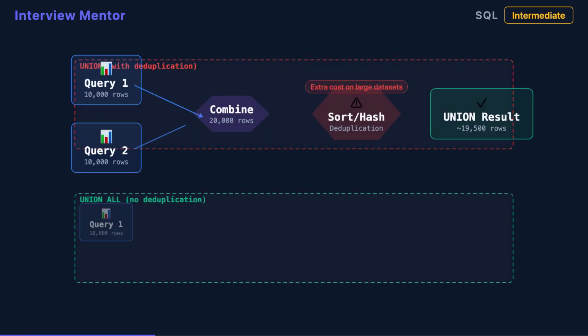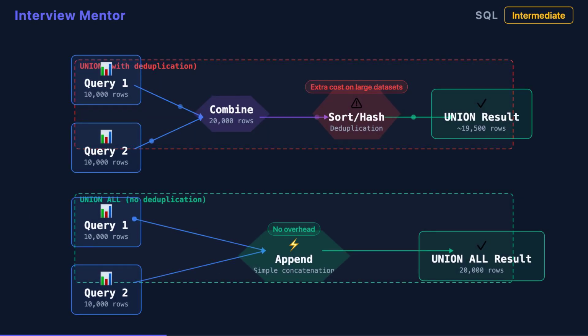Here's where it gets expensive. When you use UNION, the database has to sort or hash every row to find duplicates. That's an extra full table scan on your combined results. With large datasets, this can turn a millisecond query into seconds. UNION ALL skips all of that. It just appends the second result set to the first. No sorting, no hashing, no performance hit.